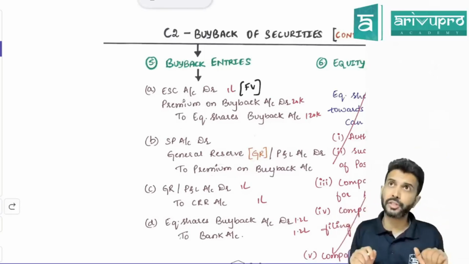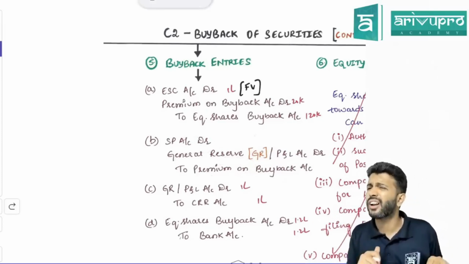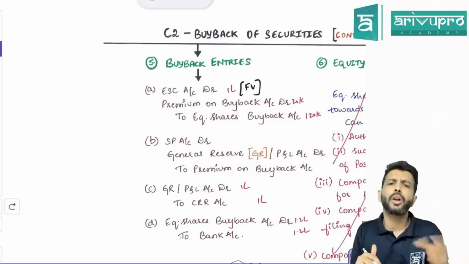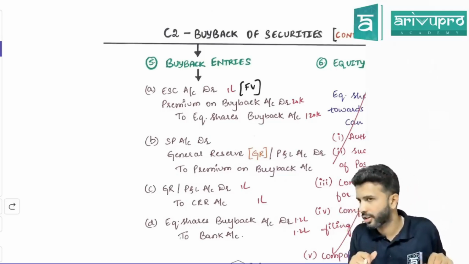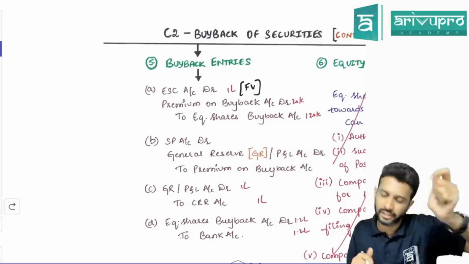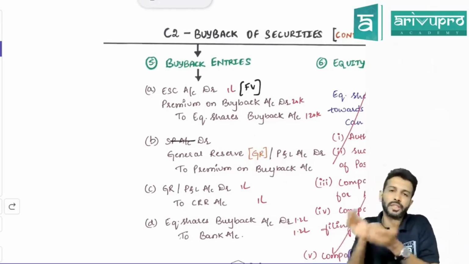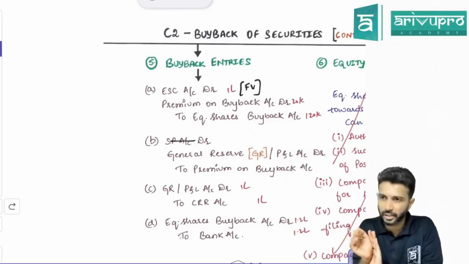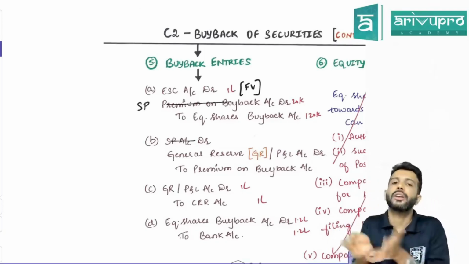If the company does not have securities premium, then what to do? Transfer it either to free reserve like general reserve or P&L. Free reserve means those reserves which are freely available for dividend declaration. Those reserves from which you can pay the dividend, we call it free reserve. If securities premium is not there, you can utilize the free reserve of general reserve or P&L like this. Or instead of 2 entries, directly, instead of premium on buyback, here only you can debit securities premium.